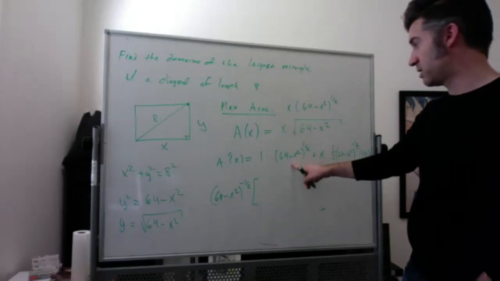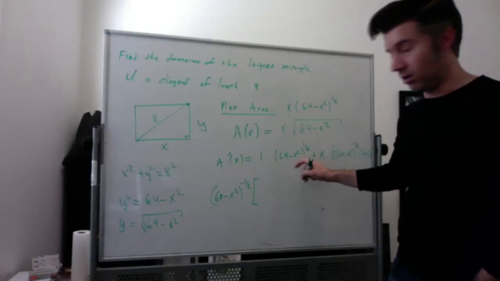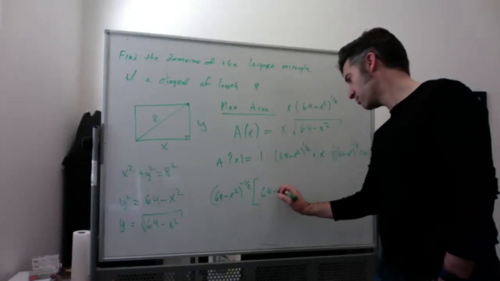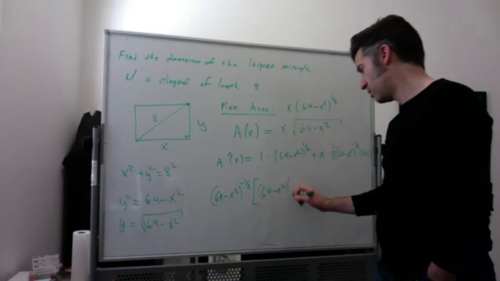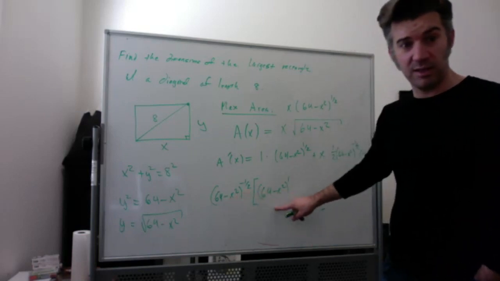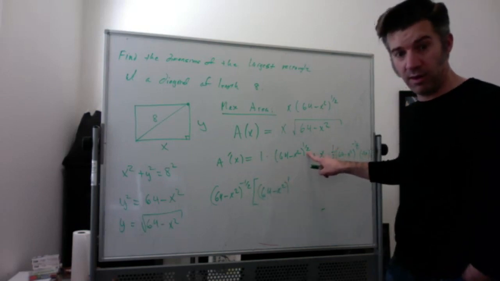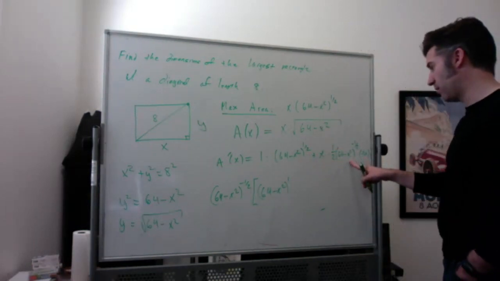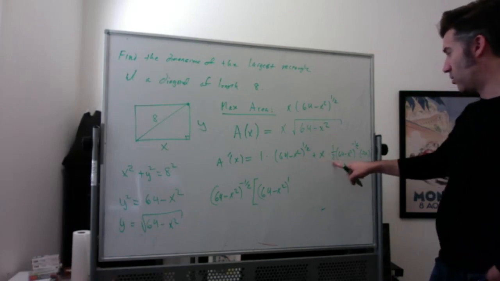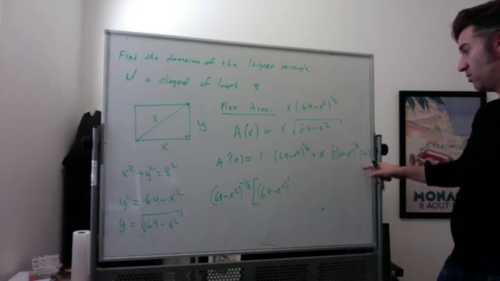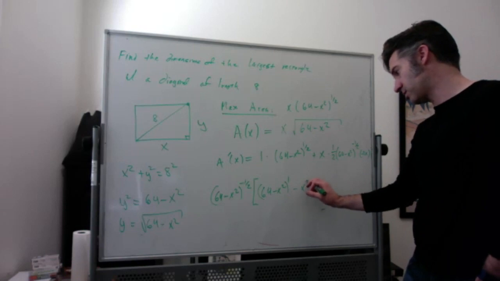I'm left with a 64 minus x squared to the positive 1 here. Because if you multiply this by this, you would add the powers, and negative 1/2 plus 1 would give you back the 1/2 power you had there. And then here I'm left with an x times a 1/2 times a negative 2x, which ends up being a minus x squared.